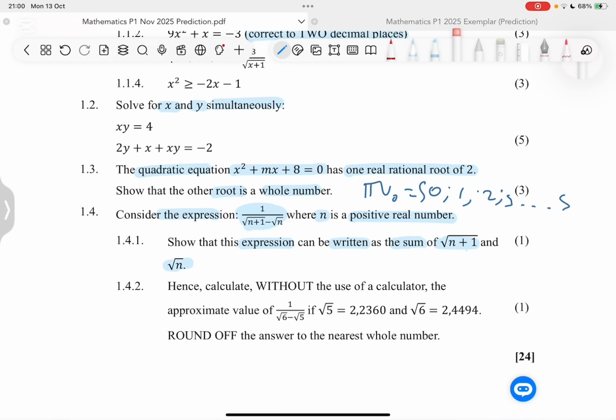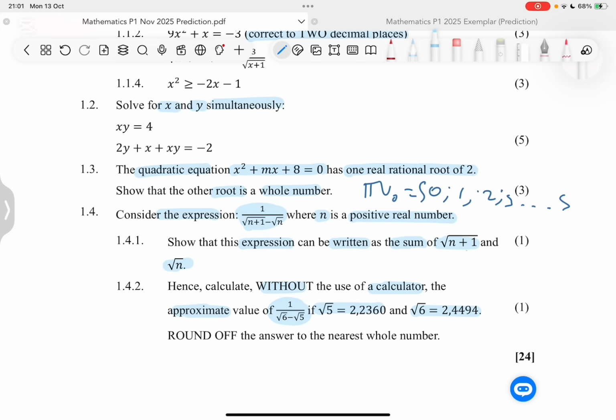Now, the next question says that hence, calculate without the use of a calculator the approximate value of 1 over root 6 minus root 5, if we know that the root of 5 is given by that and the root of 6 is given by that. Now, this type of question, I want to really break down how you should answer it.